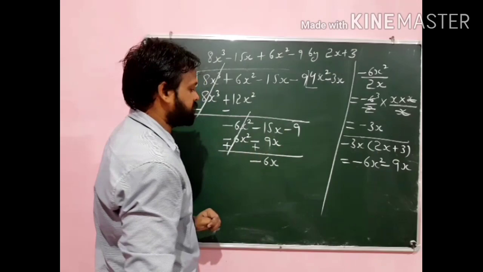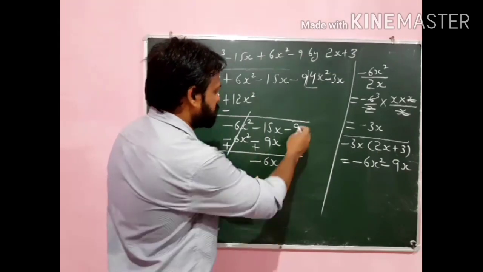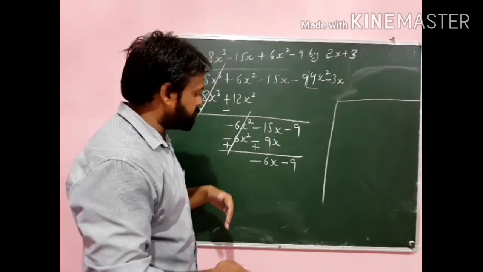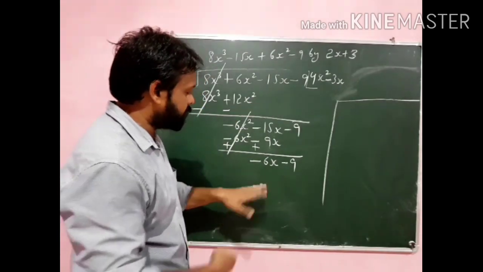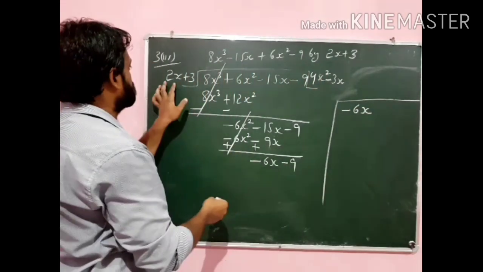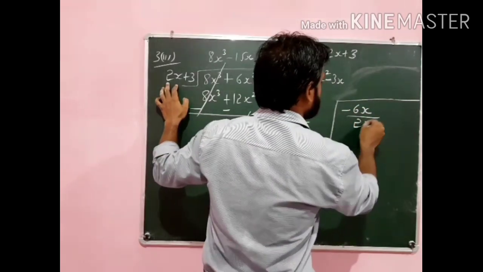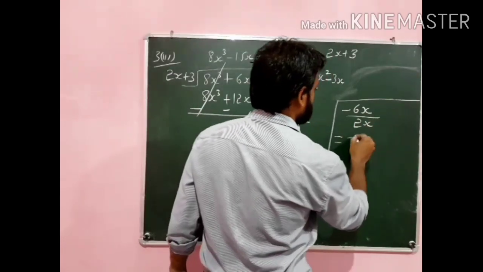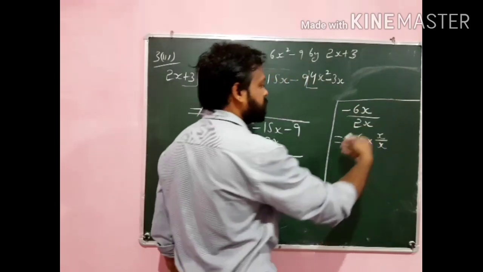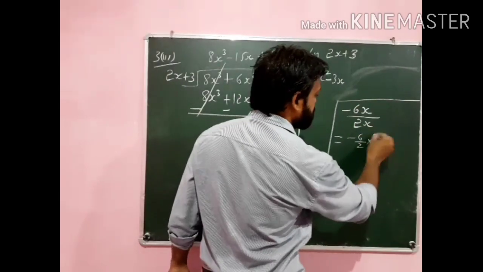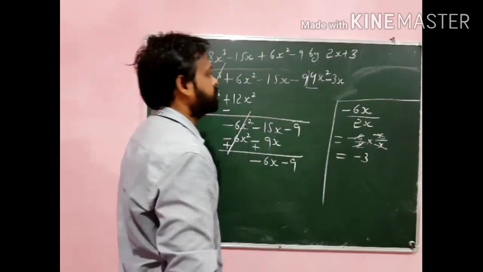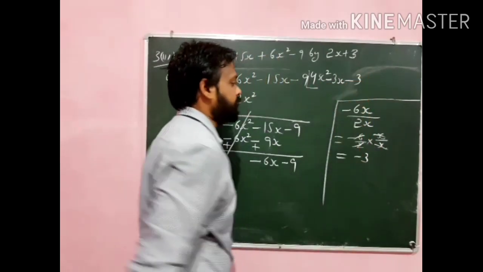So 15 minus 9 is 6. So minus 6x and minus 9 we will again write as it is. Here we have to follow the same steps again. What is this? Again minus 6x we have to write down here, and this 2x we have to write down under the denominator. So now you can see minus 6x by 2 multiplied by x over x, by separating the numerical values and the variable values. Now this x is cancelled with this, and this will become 3, this will become minus 3. So you can write it here minus 3.